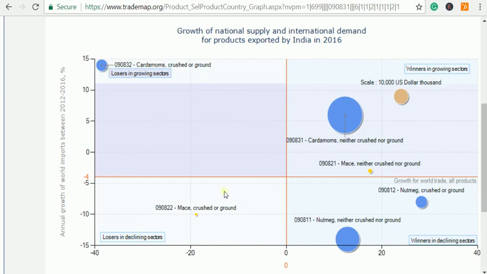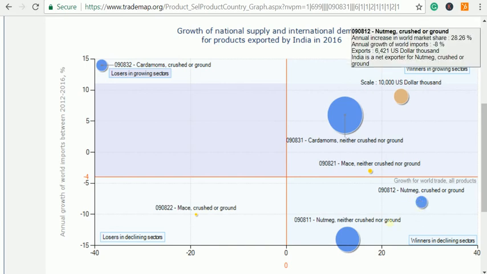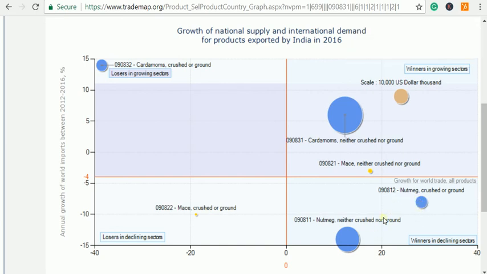Okay, and again here nutmeg, the same. Even if it is crushed or if it is whole, it is winning in this sector, but we like to choose a growing sector and a winning product. So in this case the bubble is a big shape. That means a good quantity of whole cardamom is getting exported from India.